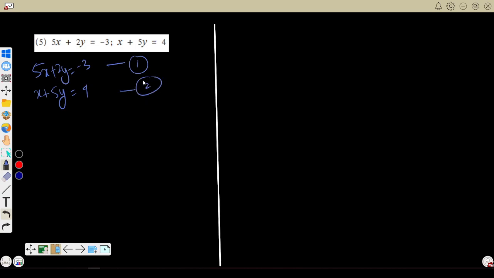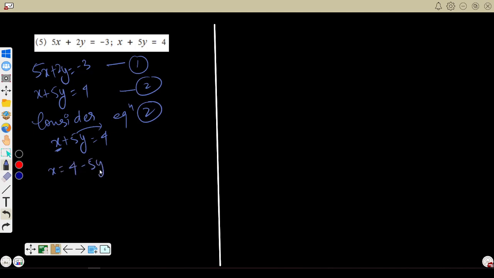Now again, I'll go with substitution method. In substitution method, what we do is we consider any one of the equations. So for now, I will consider equation number 2, x plus 5y is equal to 4. Now from this equation, I can easily find the value of x. If I shift this 5y on the other side, the equation will turn into x is equal to 4 minus 5y. So this equation is very important. I will mark this as equation number 3.